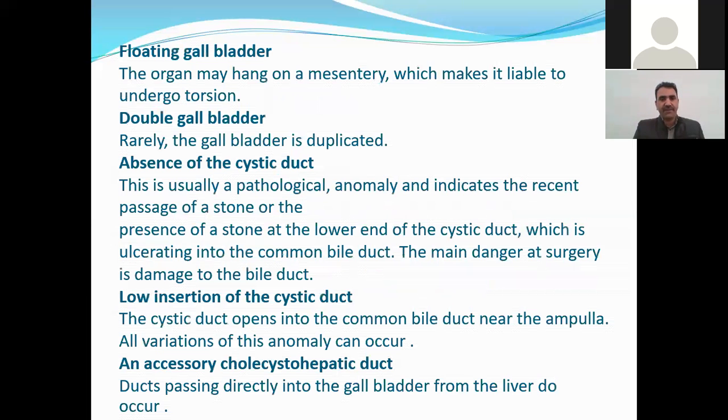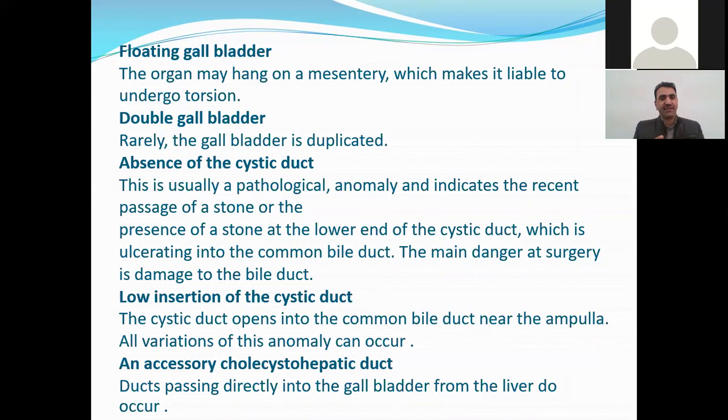Floating gallbladder: the gallbladder is provided with a mesentery, which makes it liable to undergo torsion, which is very, very rare. Okay, there is a mesentery to the gallbladder between the liver and the gallbladder, making it liable to torsion. It's very, very rare, but it is found. Double gallbladder: rarely the gallbladder will be duplicated. So there are 4 anomalies of the gallbladder, which are absence, okay, Phrygian cap, floating gallbladder, and double gallbladder.